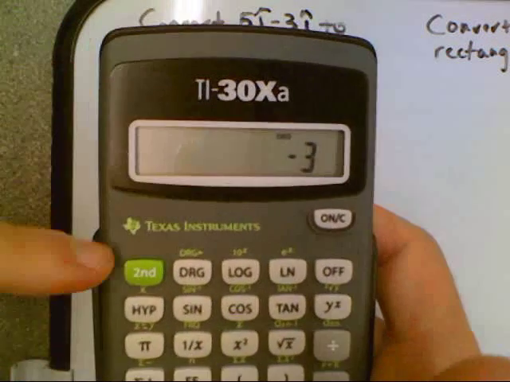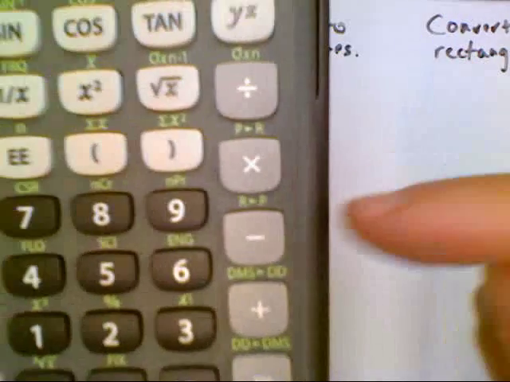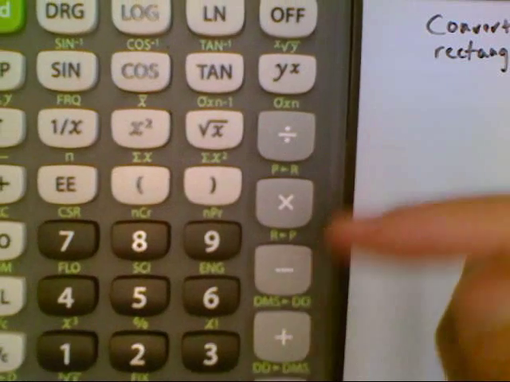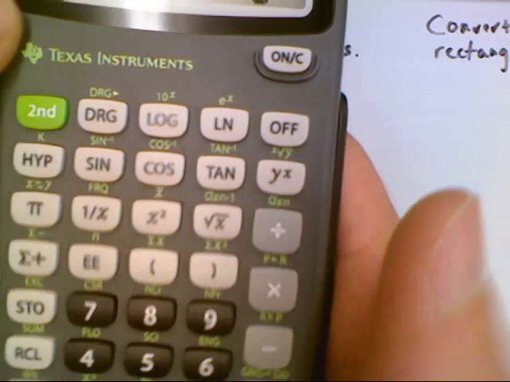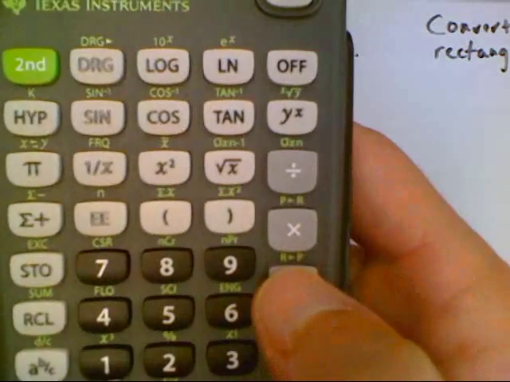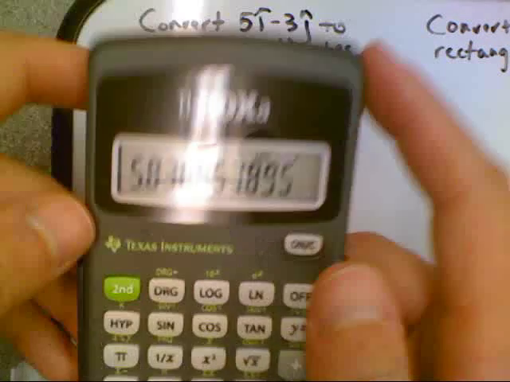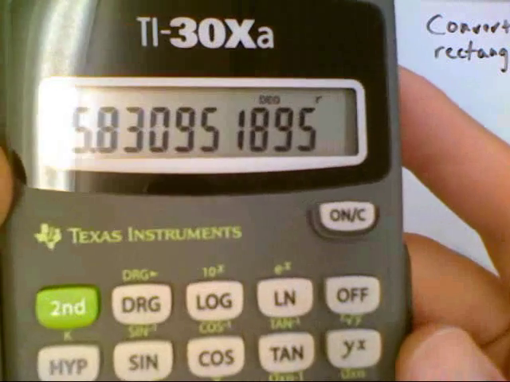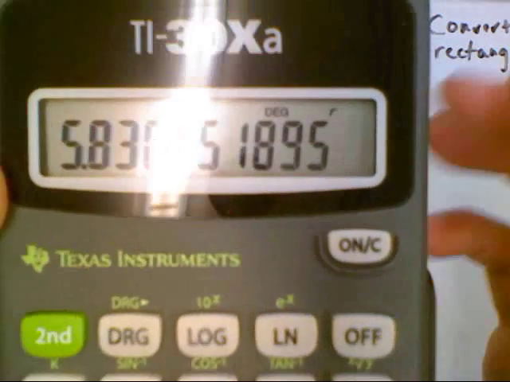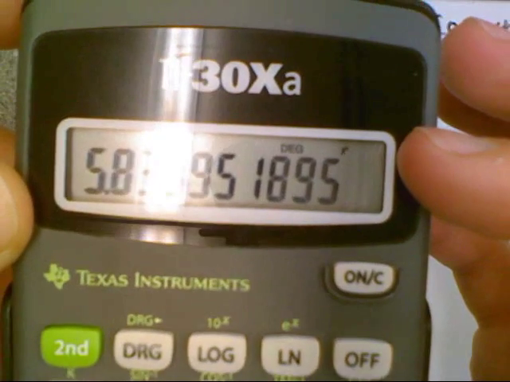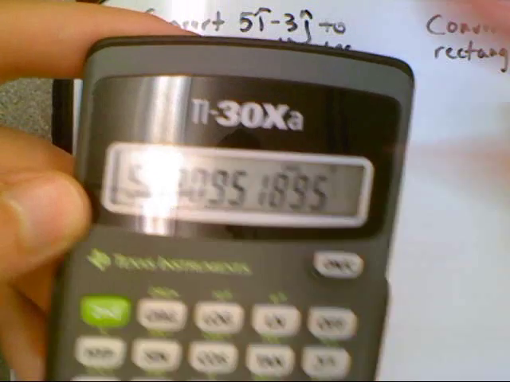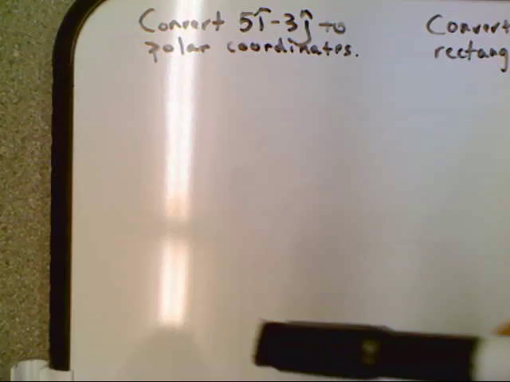Then we're going to hit second and the rectangular to polar button. You need to go to the second function and then hit the rectangular to polar button. When we do that, the first thing it gives us, you can see a small R up there in the corner, gives you your radius. So 5 and 83/100 is our radius.